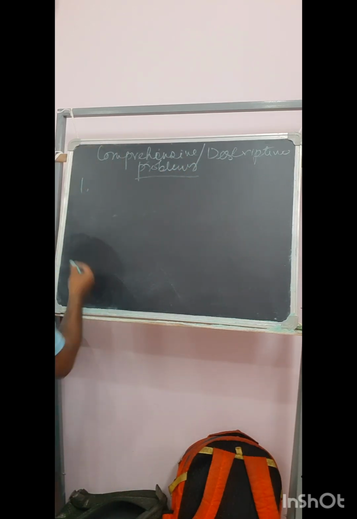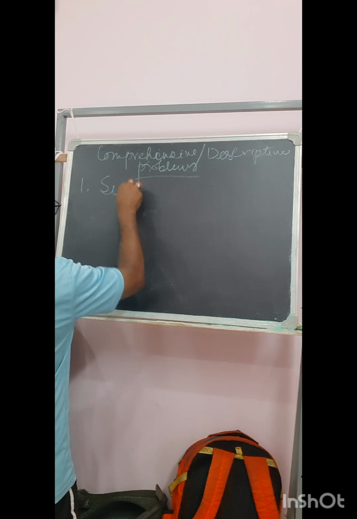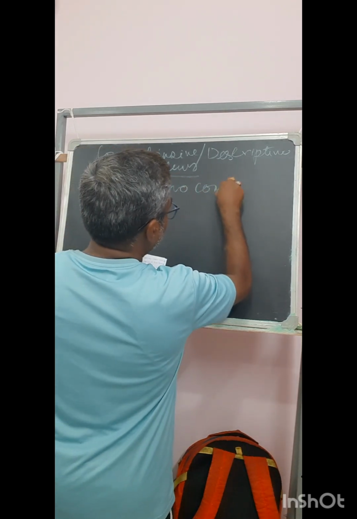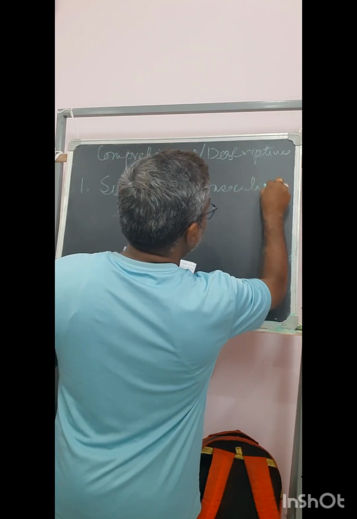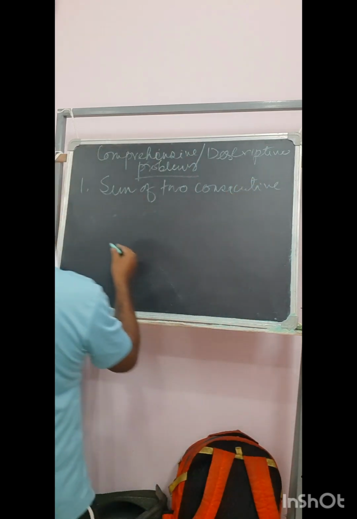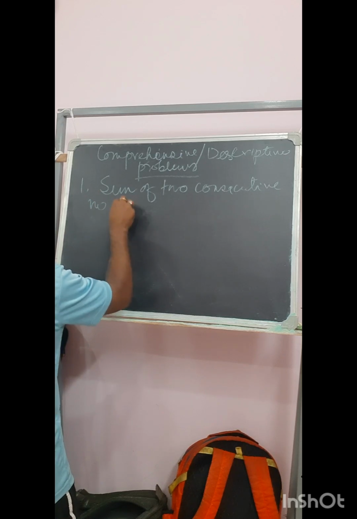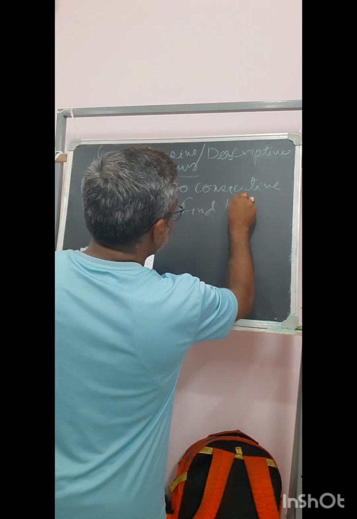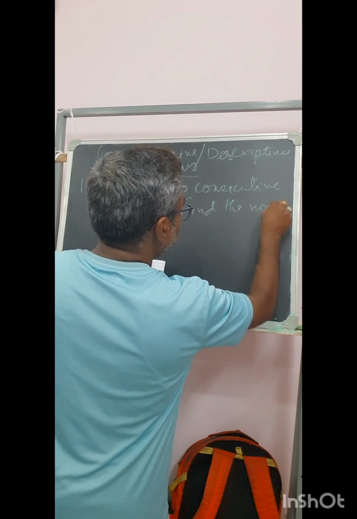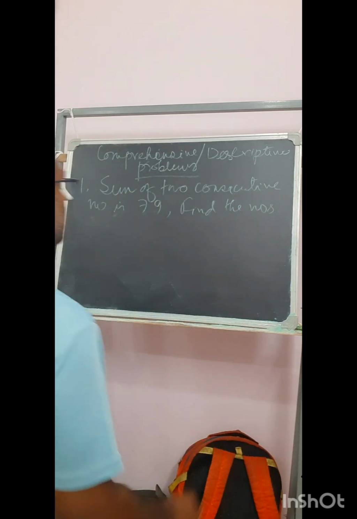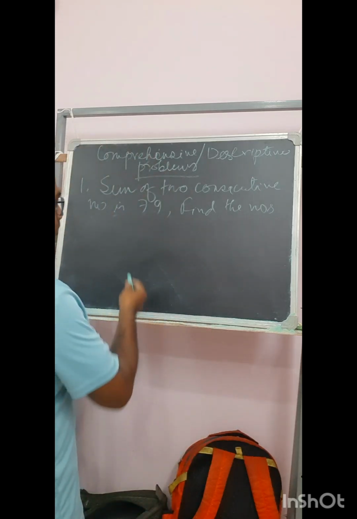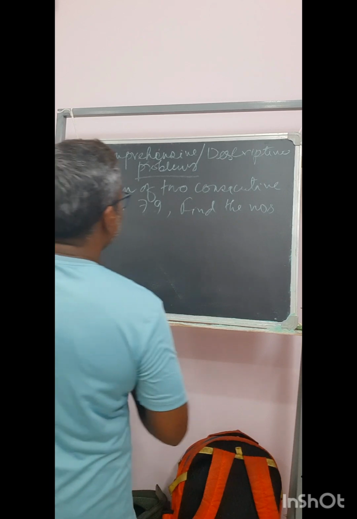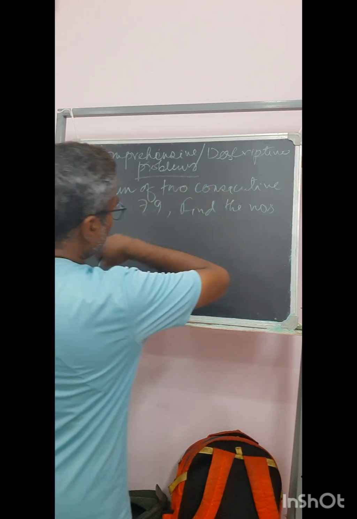So the first problem is: the sum of two consecutive numbers is 79. So find the numbers. It is a very easy problem to understand, but it comes under the linear equation or similar kind of problem. Now how do you solve it?